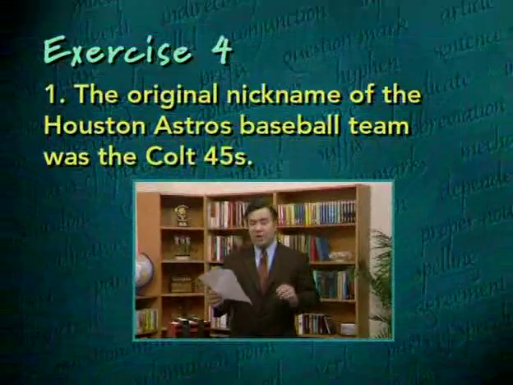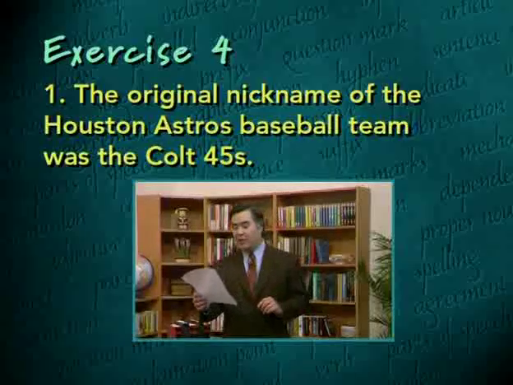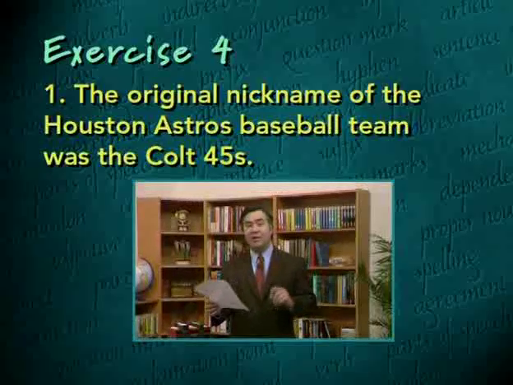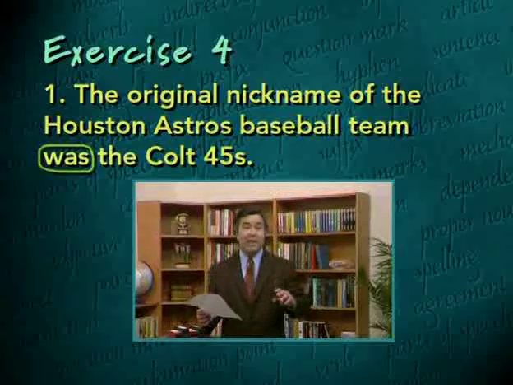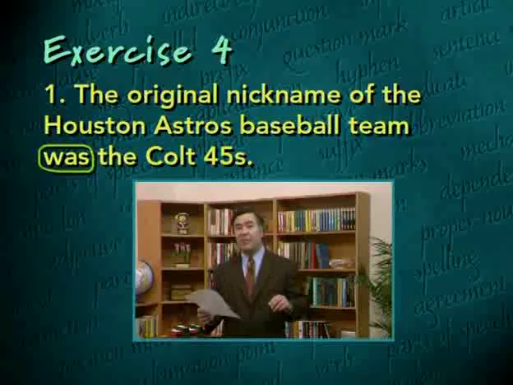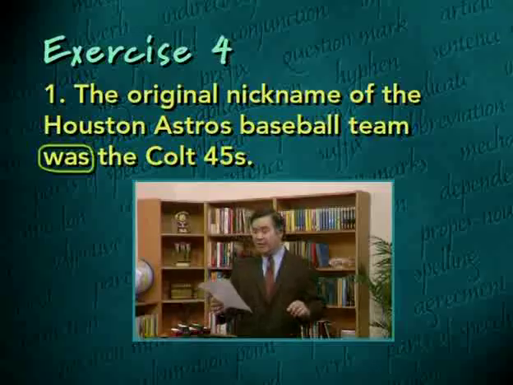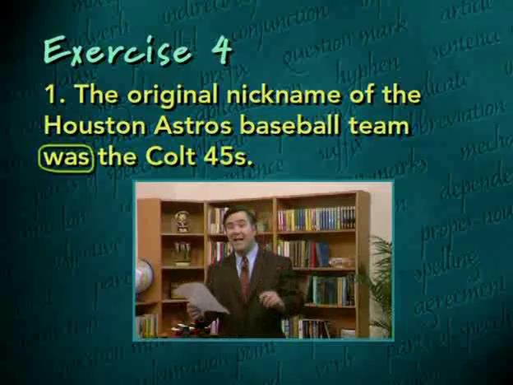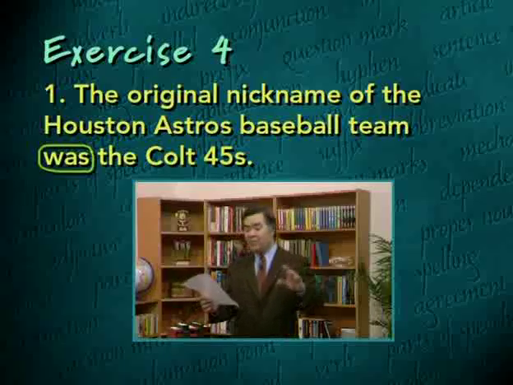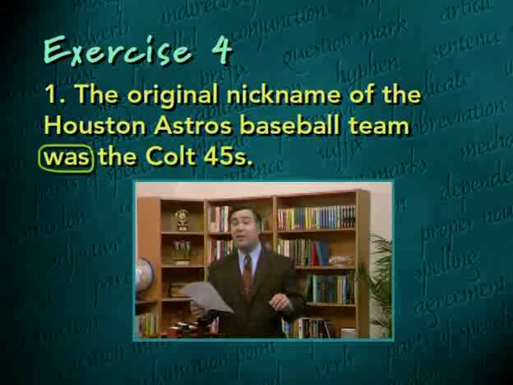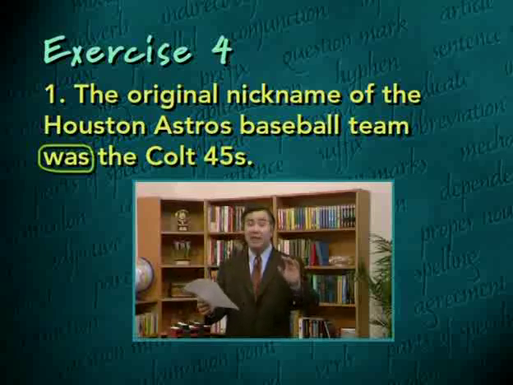In some of these sentences, but not all, there's a subject complement. Let's look at each one and see if we can locate the subject complement. First, the original nickname of the Houston Astros baseball team was the Colt 45s. First, look for the verb. The verb is was, and it is a linking verb, and that means we can probably expect to find a subject complement here. What's the subject of the linking verb was? The answer is nickname. We're being told in this sentence what the nickname was. Specifically, which nickname? The original nickname of the Houston Astros baseball team. But the noun nickname is the subject.